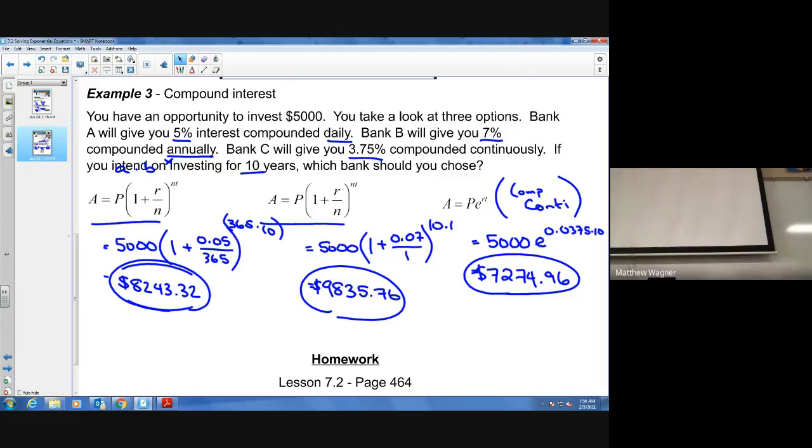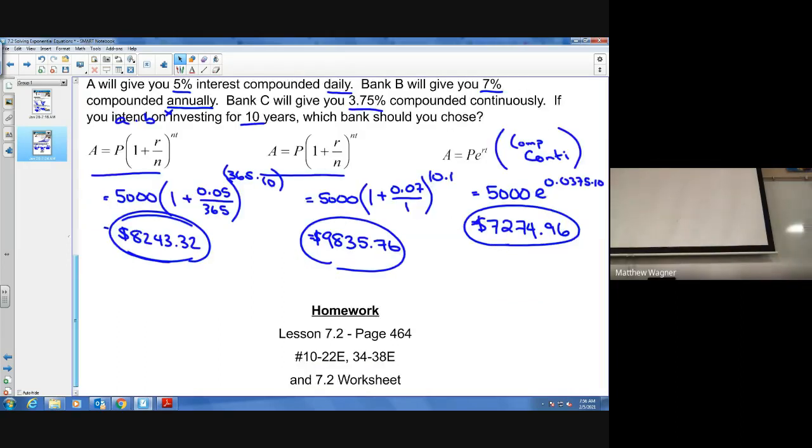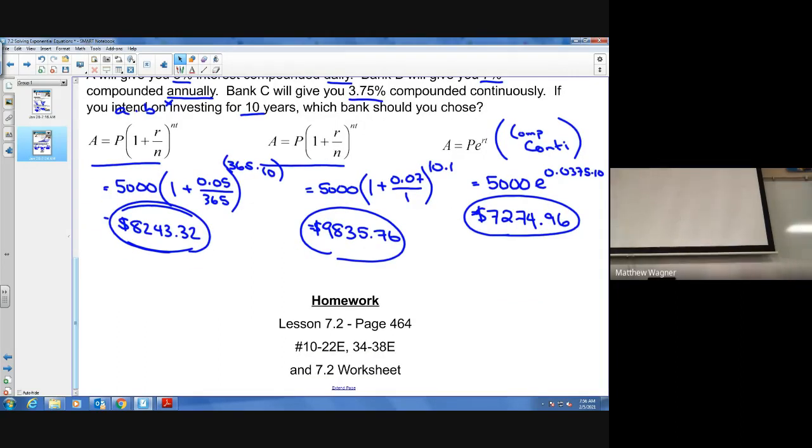So if you had these three investing options, I don't know about you, but I would choose B because I want to make some money for doing nothing. All right? Know those formulas. They will not be given to you on a quiz. So make sure you know the difference between compounding a finite number of times and compounding continuously.